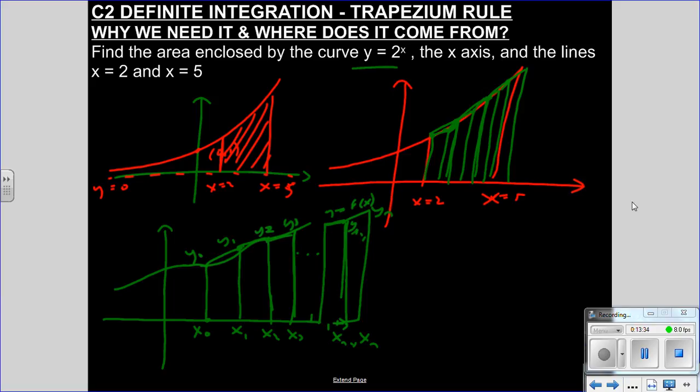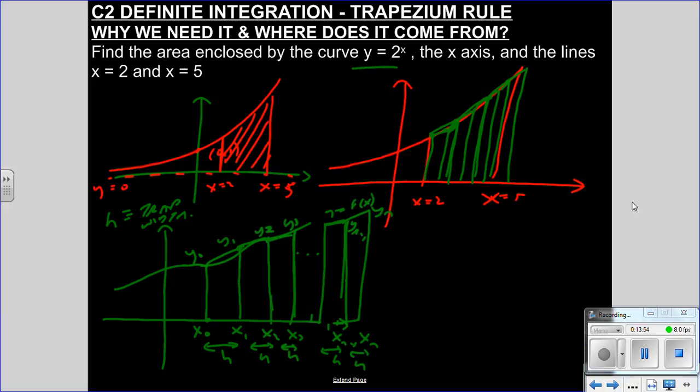Etc. So what's the area of a trapezium? And what's the width of the trapeziums? The widths are always evenly distributed, just like integration is. And we call that width h. Okay, so h is the trapezium width.